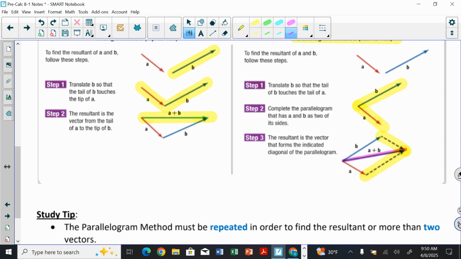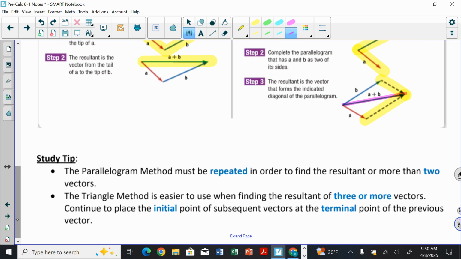Different forms work differently for different situations. When you use the parallelogram method, it has to be repeated in order to find the resultant of more than two vectors. So you've got to do that multiple times. The triangle method is easier when you're trying to find the resultant of three or more. If you're finding the resultant of two, it's pick your poison. Either one works. But if you're using three or more, it's easier to use the triangle method. Just continue to place the initial point at the terminal point of the previous vector. You just keep putting them tip to tail, and then you're in good shape.